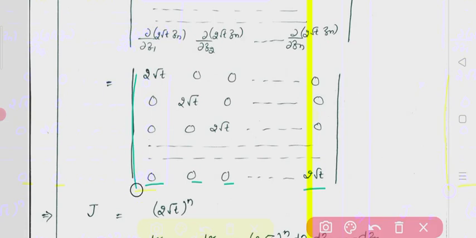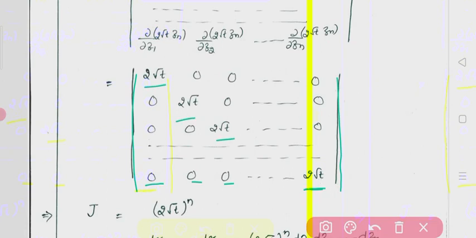So what will be the determinant of this? This is a diagonal matrix, and you know that the determinant of a diagonal matrix is the product of its diagonal elements. So it will be 2 root t, 2 root t, 2 root t, up to n times. So it will be (2 root t) power n.